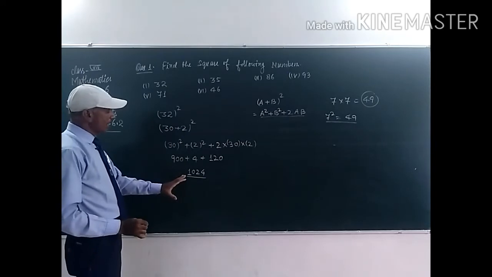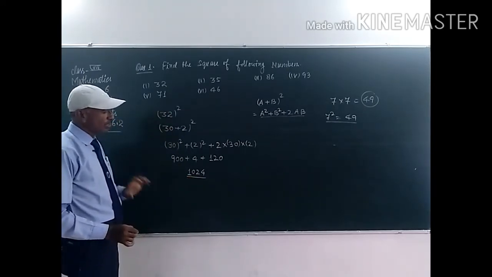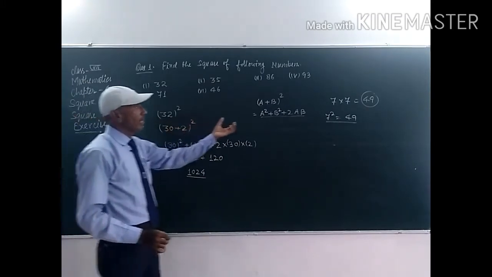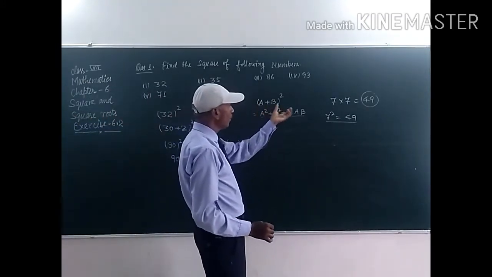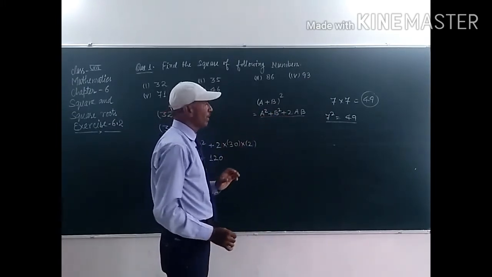The square of 32 is equal to 1024, and in this we used the formula a plus b whole square, that is a square plus b square plus 2ab.